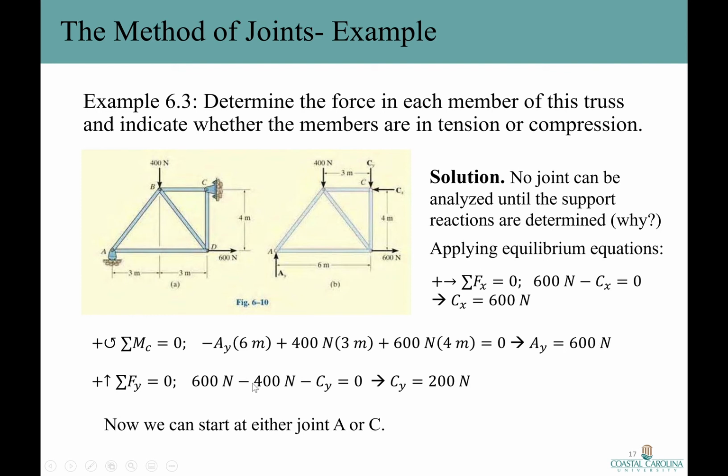All right, now I can use the equilibrium equation in y direction, okay? I have 600 Newton, which is A sub y, a minus 400 Newton force, and minus C sub y. So this is downward. Solving this equation for C sub y, it happens to be 200 Newton. All right, now we can start at either joint A or C.